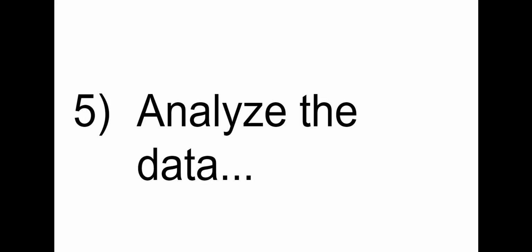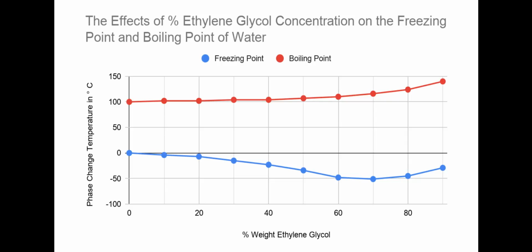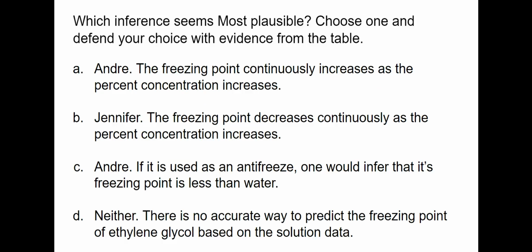So now that we've made our own observations, we're going to dig a little deeper here and analyze the data. So remember, we're using this graph here to look at that data table. All these points came from that original data set, so we can use this as well as the table for our analysis. So we're going to have all these different inferences we need to look at to determine which one seems the most plausible.